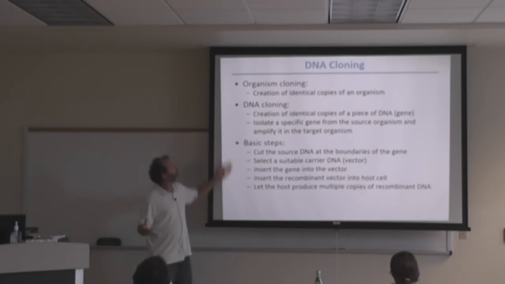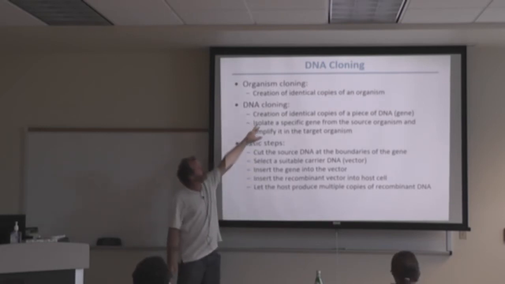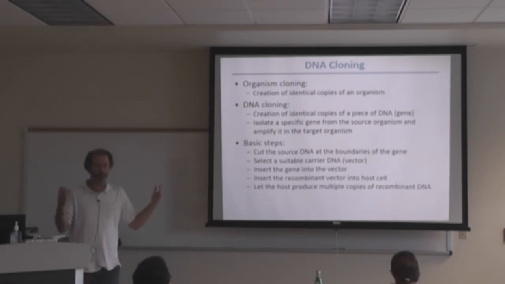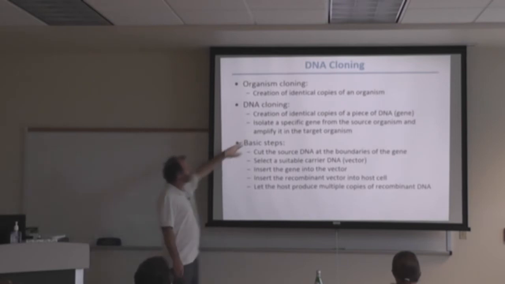Anyways, continue. So DNA cloning: basically you're going to take copies of the DNA and make identical copies of it. For organism cloning, you guys have done that or heard about that? Take cuttings from plants and you can make an identical copy of the original plant. For DNA cloning, we're just going to take a sequence of DNA and make copies of that. So it's basically a way to amplify and make copies of DNA. We're going to isolate a specific gene from the source organism and amplify it in a target organism.